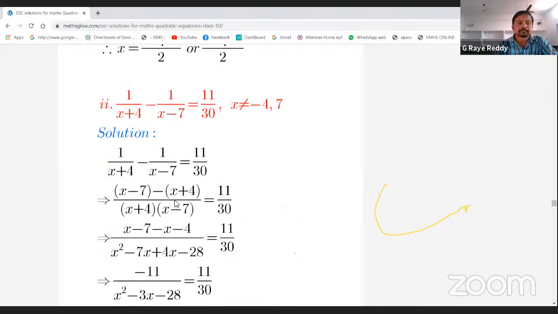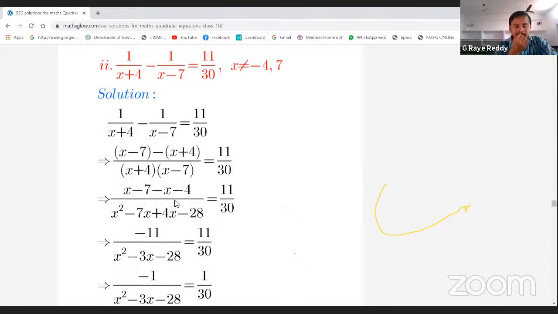This is the second problem, also important, students. 1 by x plus 4 minus 1 by x minus 7 is equal to 11 by 30. So this is the second equation. First, we need to simplify this equation. At maximum, we have to convert the given equation into quadratic equation form, that is ax square plus bx plus c. Then by comparing the coefficients, we get the a, b, c values. After getting a, b, c values, by substituting them in the formula, we get two zeros.